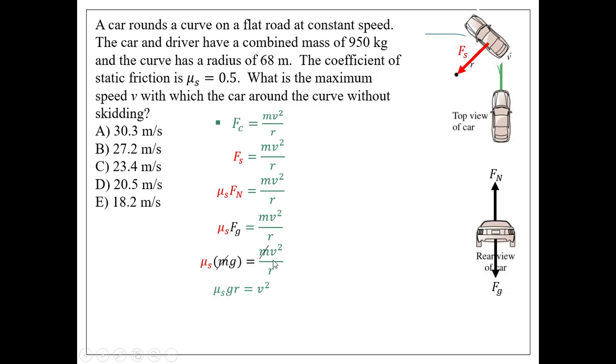To get v squared by itself, I'm just going to multiply both sides by r. So here we have an expression for v squared, which is just mu s times g times r. And then to find v, just take the square root of both sides. Here, everything's known. Mu s is 0.5, g is 9.8, and r is 68. If you plug it in the calculator and take the square root, you'll get about 18.2. So I'm just going to pick that as my answer.